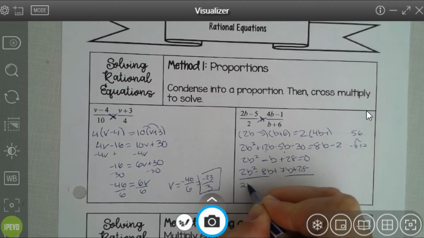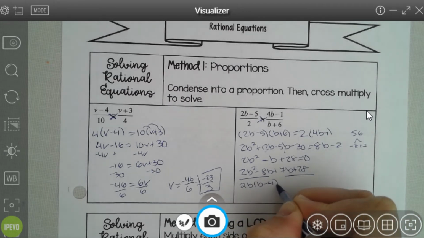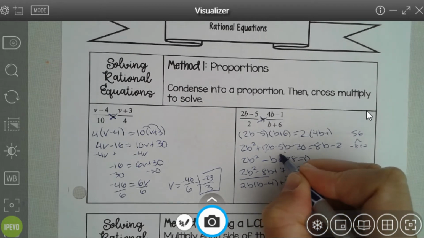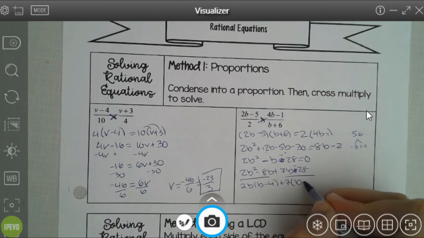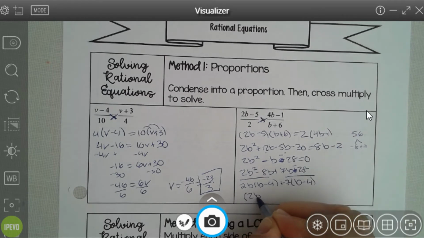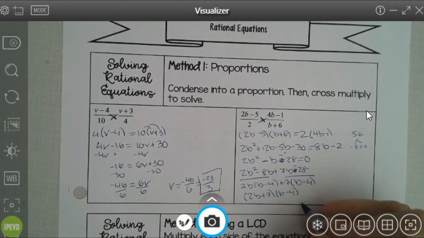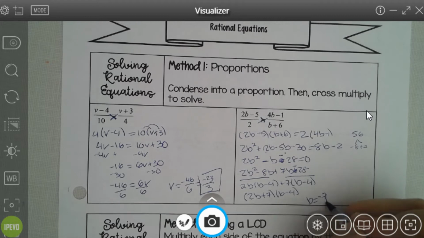Pull out your GCF. Oh, this is a minus 28. Sorry. So remember you set each parenthesis equal to 0. And then I'm going to get b equals negative 7 halves and b equals 4.